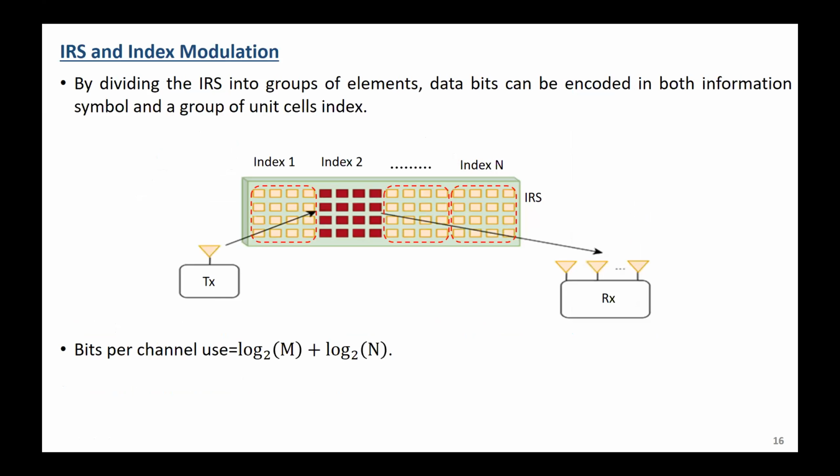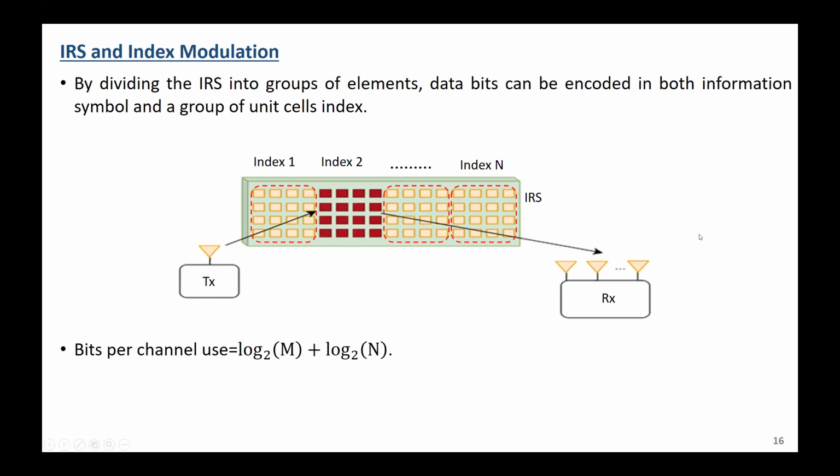In the same analogy, you can use an intelligent reflecting surface to perform index modulation. You can divide the elements of the surface into groups and give each group an index. And instead of encoding the data bits in terms of the modulation scheme and the antenna index, we are going to encode the data bits in terms of the modulation scheme and the index of the group of elements in the intelligent reflecting surface. So if you are going to, for example, encode in terms of index 2, you are going to switch on all the reflecting elements in group 2 and switch off all the elements in the other groups.